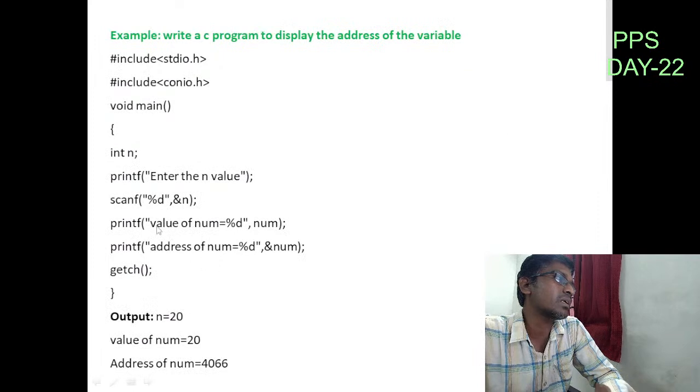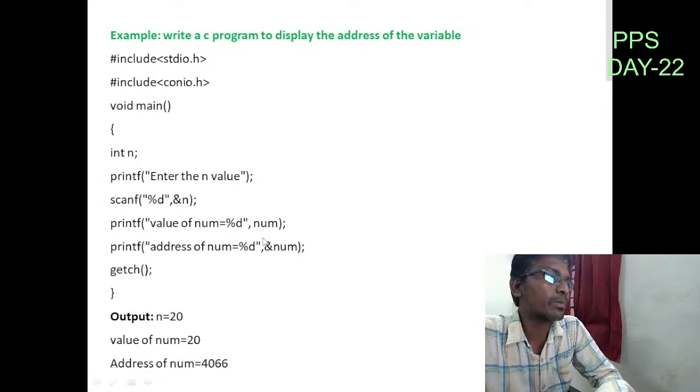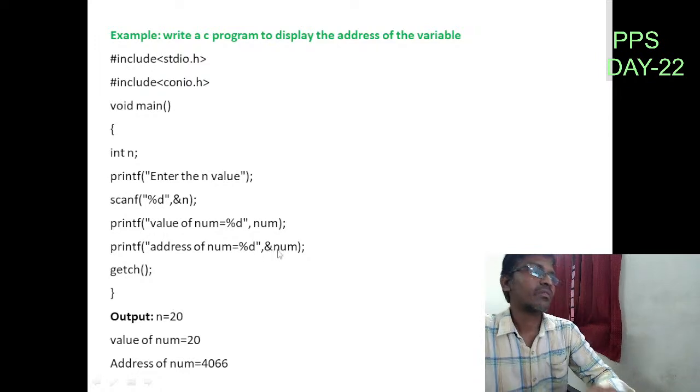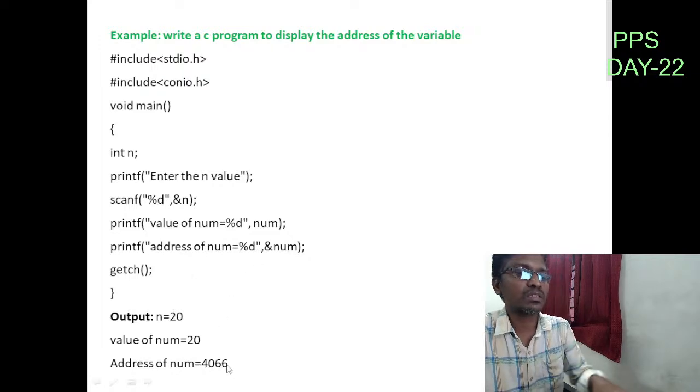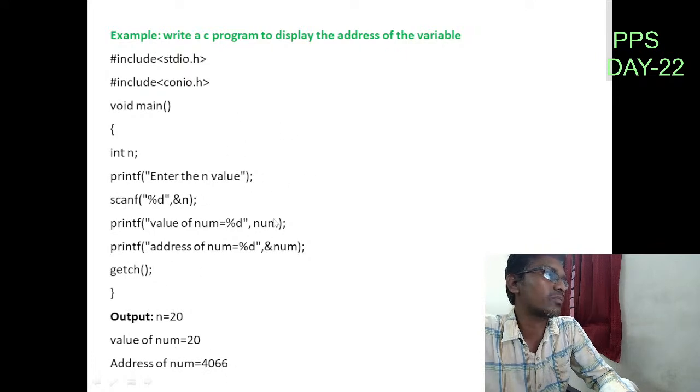So this is another example. Here I am going to read the value n from the keyboard, and after that I am going to display the number, and then display the memory address, that is, where the value is stored in the computer memory. Using the address operator, I want to display the memory address location. So whenever I read the value 20, it will display the value of number as 20, and the address of number, stored at memory address 4066. That is the output of the following program.